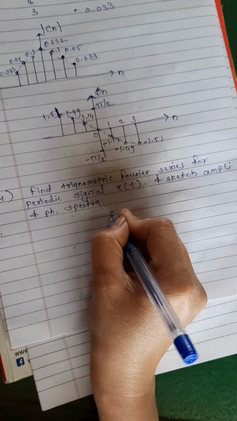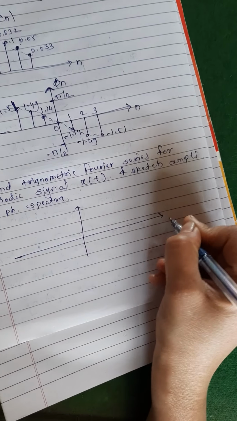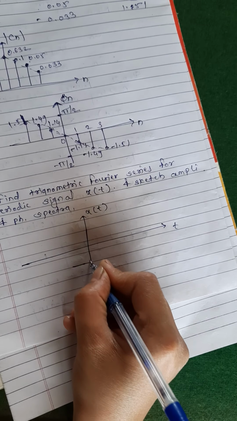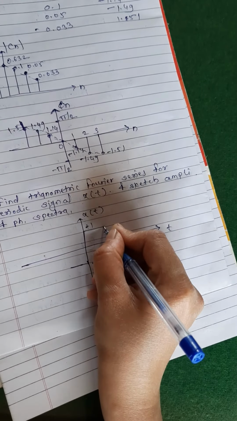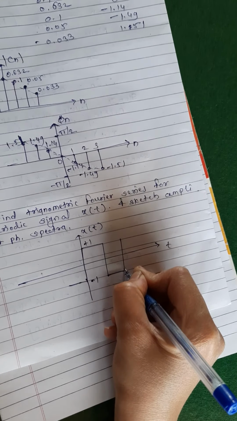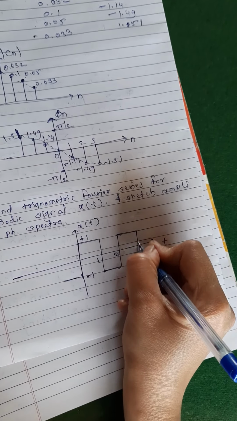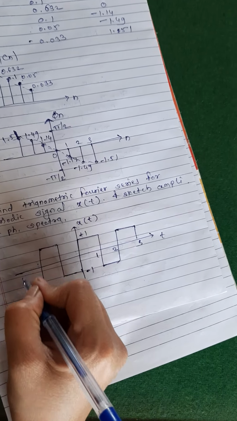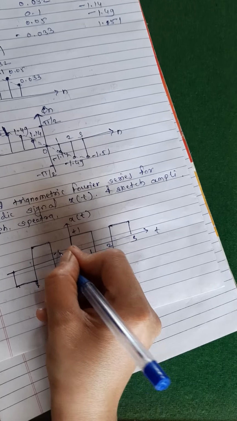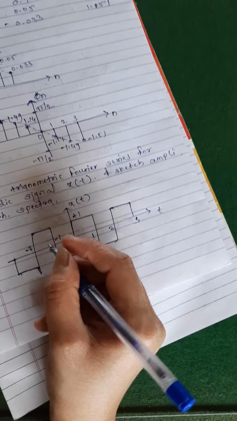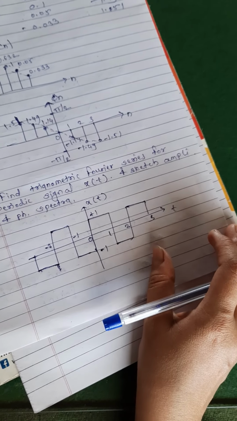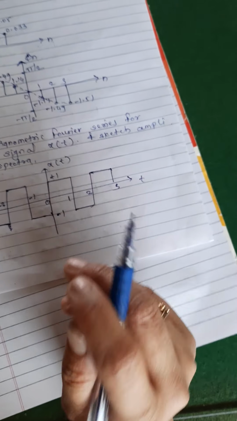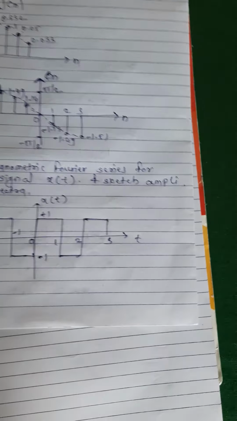So the given diagram is here. It is x of t, with values minus 1 and plus 1, and time points 1, 2, 3 and minus 1, minus 2, and this one is 0. We can redraw this given signal, but here we directly solve the problem. We are not going to draw this diagram once again.